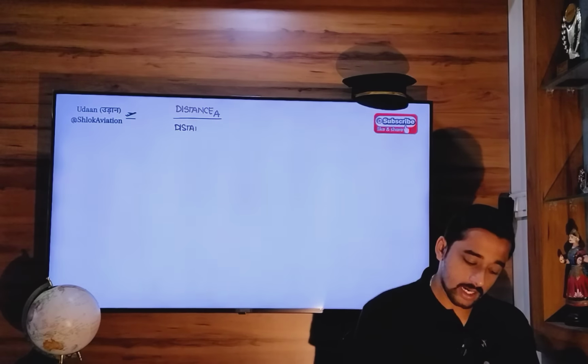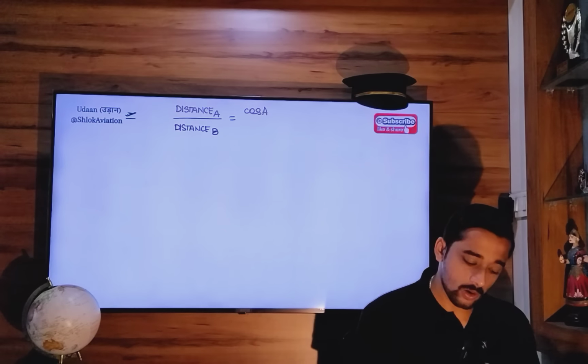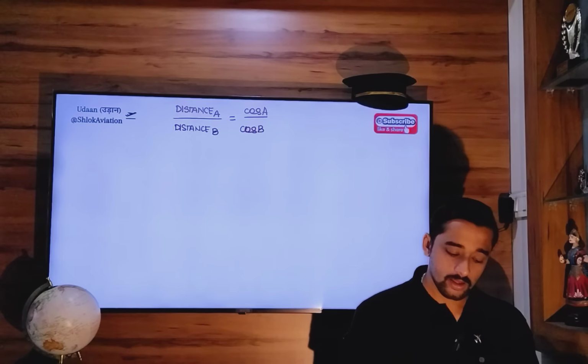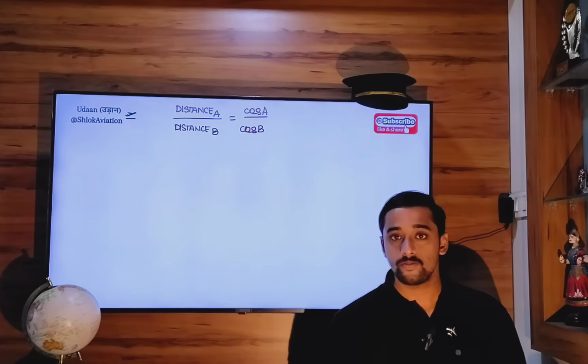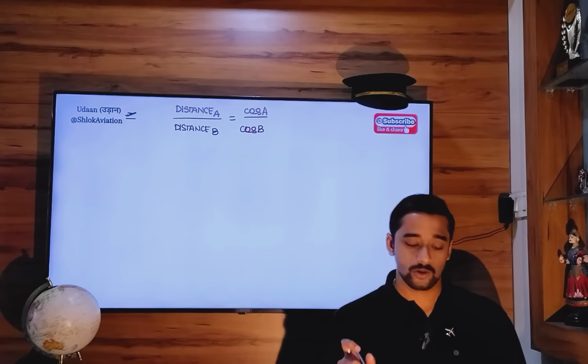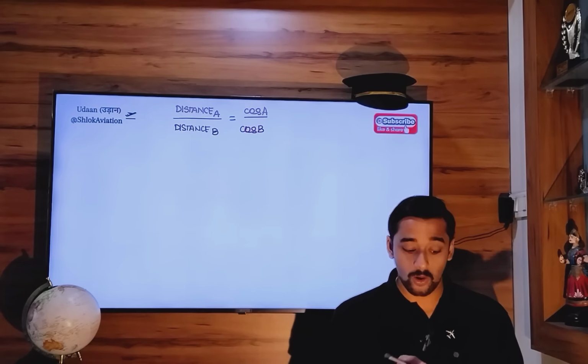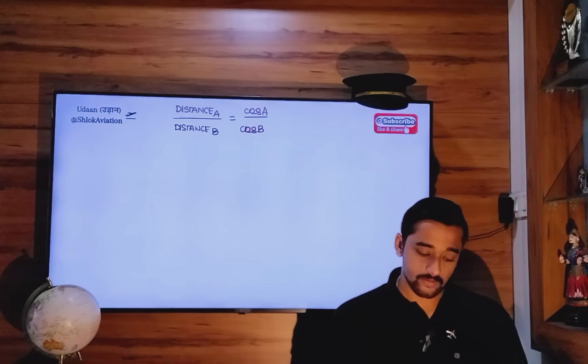So we will use the direct formula, that is distance at the first latitude divided by distance at second latitude equals cos first latitude upon cos second latitude. Now the story behind this formula I have explained in the very first video in which I have derived this formula and showed how this formula is there.